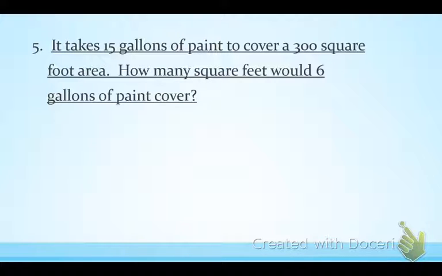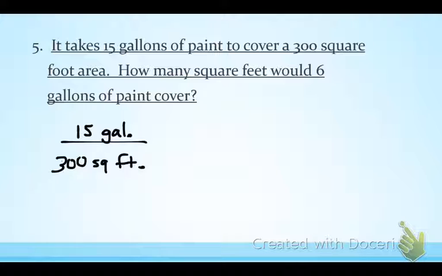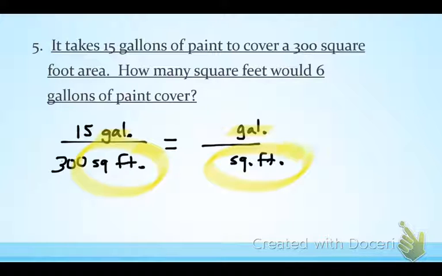Okay, so let's set it up first. 15 gallons of paint will cover how much? 300 square feet. So now we just have to figure out something that could be equivalent to that. If something is going to be equivalent, then please know it's going to say gallons on top and square feet on the bottom, okay? If this says gallons, the top over there must say gallons. If this says square feet on the bottom, this has to say square feet on the bottom also. That's the only way it can be a proportion.